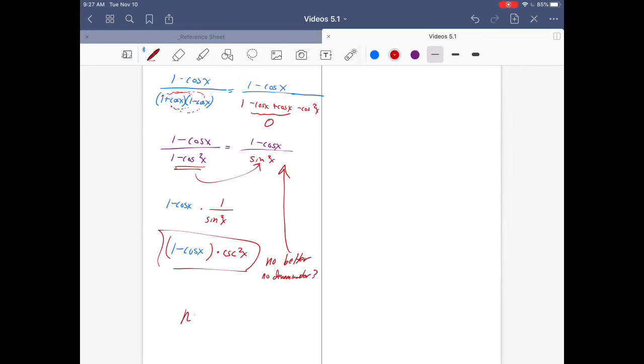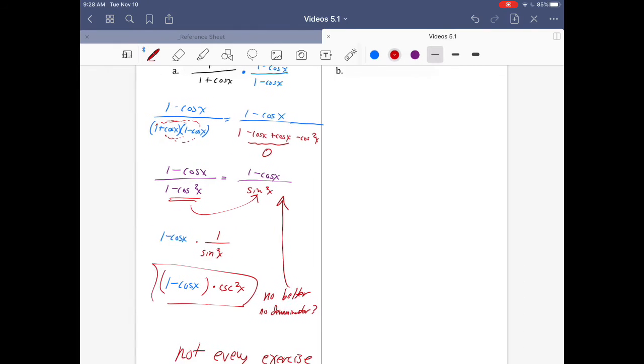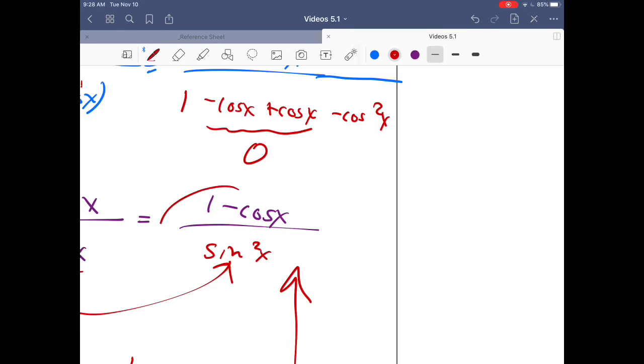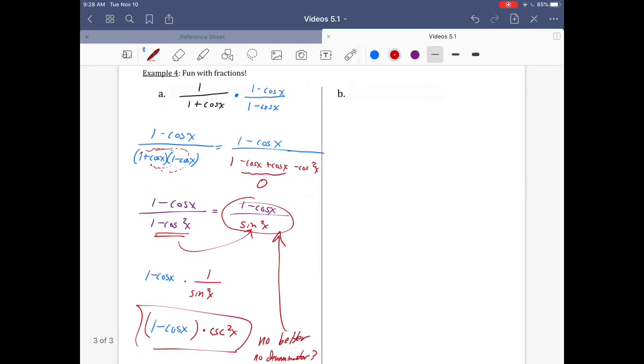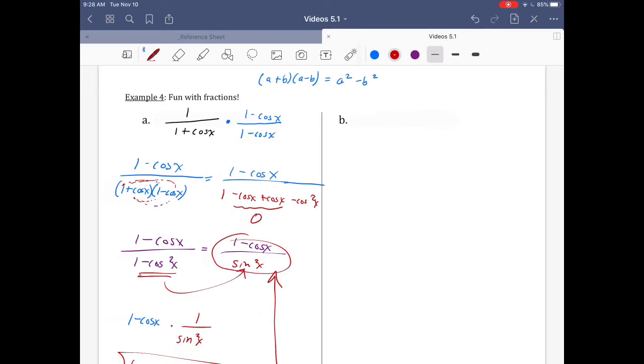So what's the moral of the story? Not every problem, not every exercise ends in one tidy term. Sometimes you can play with things, sometimes you can manipulate things, and you're just kind of caught in no man's land. Like this would be your final answer right here, and that's okay because it is equivalent to the original. All right, so where are we going with that? We're going to do one more example like this, and let me take a second, write that down, and I'll be right back.